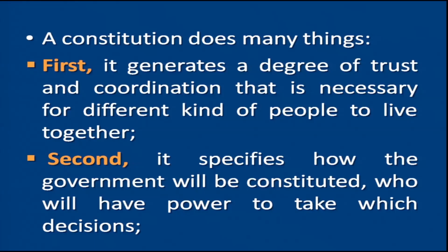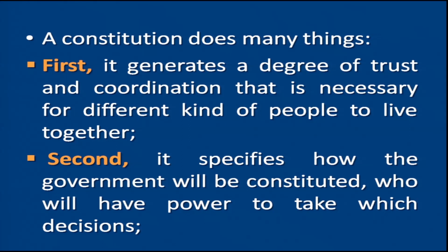That is why these basic rules and regulations generate a degree of trust and coordination that is necessary for different kinds of people to live together. Now no one can go against each other because both groups have agreed on the basic rules and regulations. So these rules generate trust and coordination between the different kinds of people who want to live together.